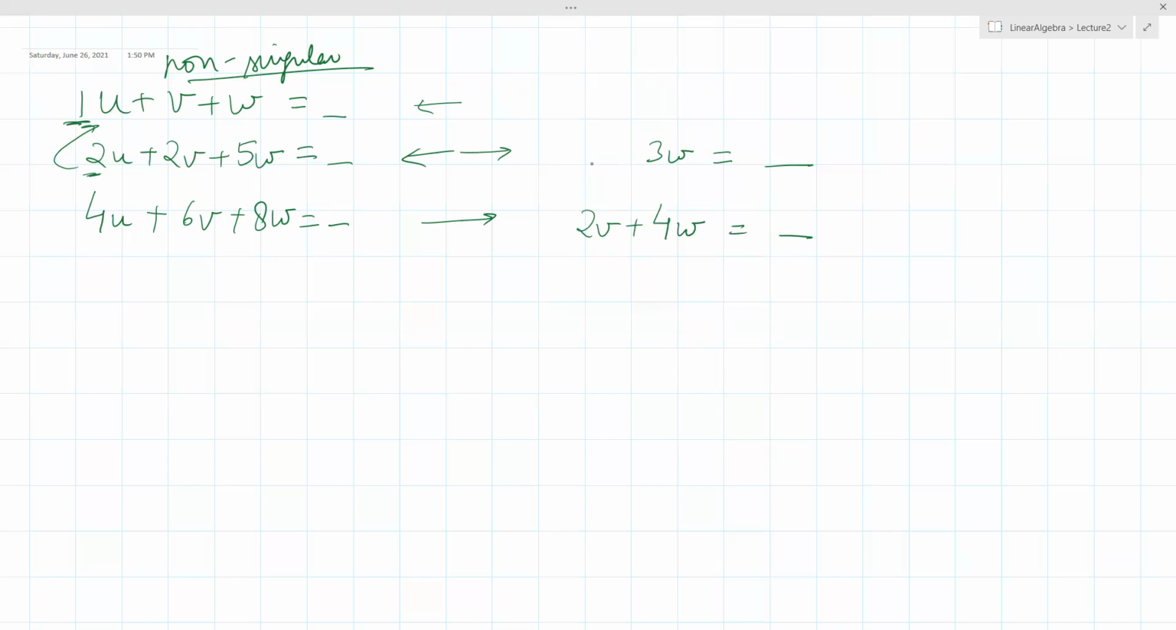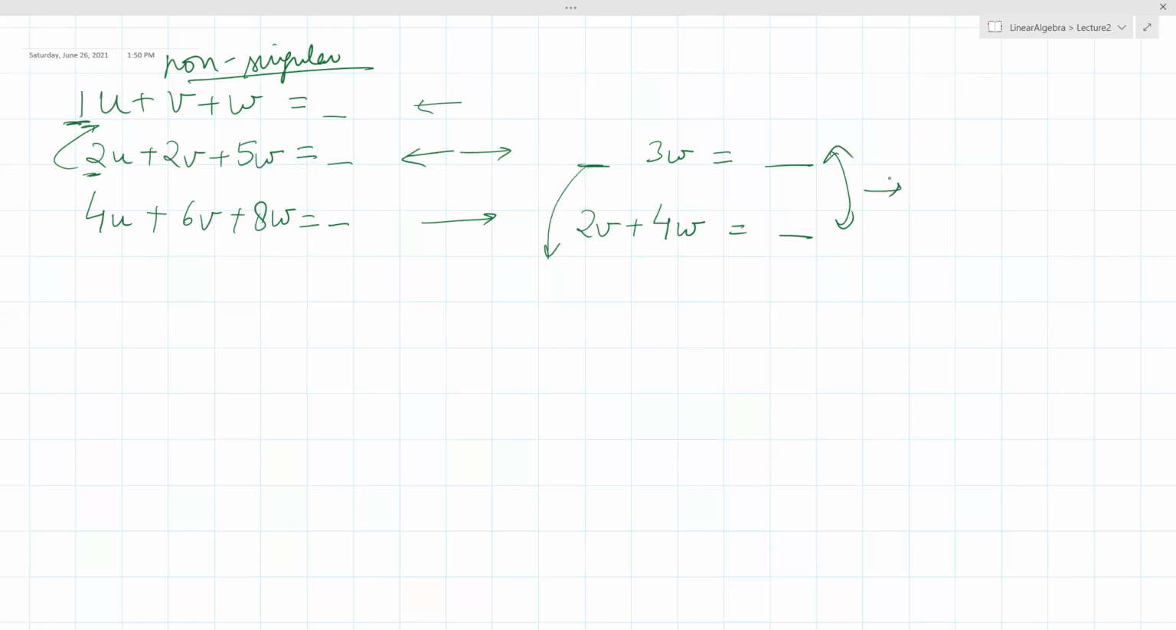Now, if you come to this point and you try to find your pivot, you'll find the pivot corresponding to the coefficient of v. What is that coefficient? 0. So your pivot becomes 0. So now the procedure cannot move forward, but you can do something. You can exchange these two equations.